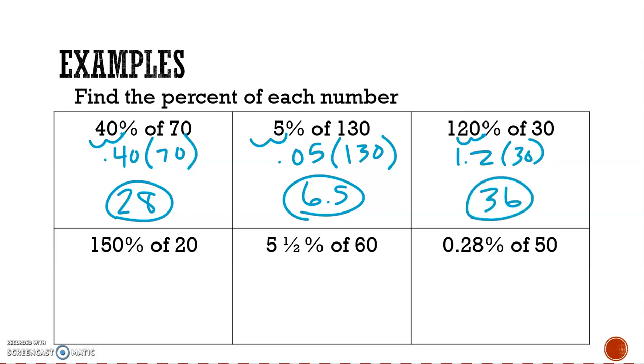Alright, so another one where it's not going to move to the end. Since there's 3 of them, it's going to go between the 1 and the 5. So 1.5 times 20 gives us 30.